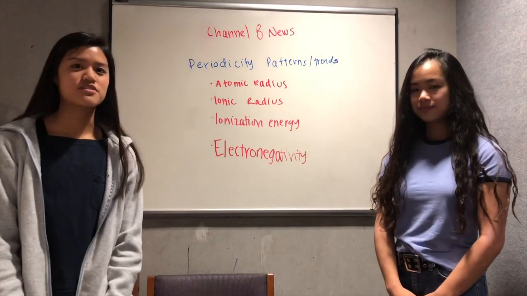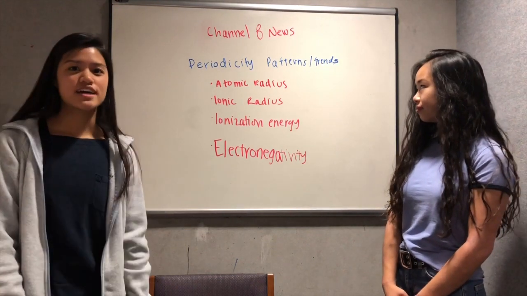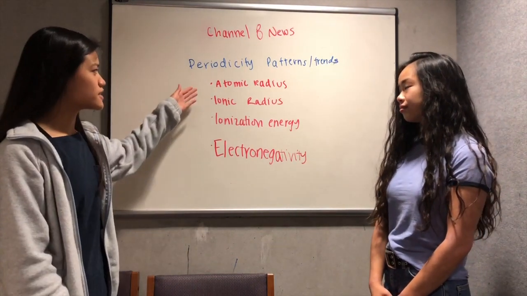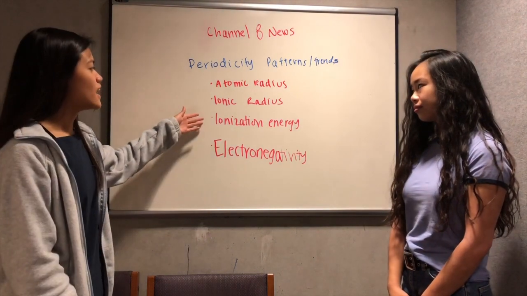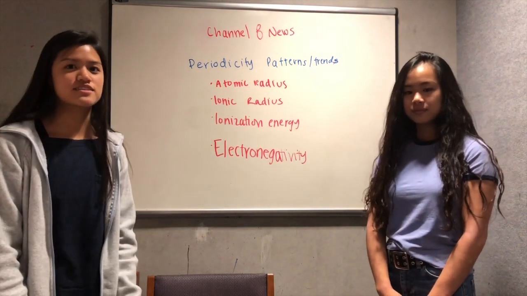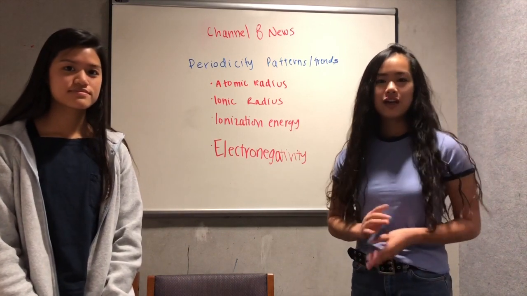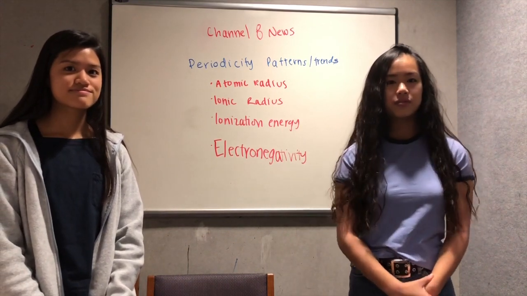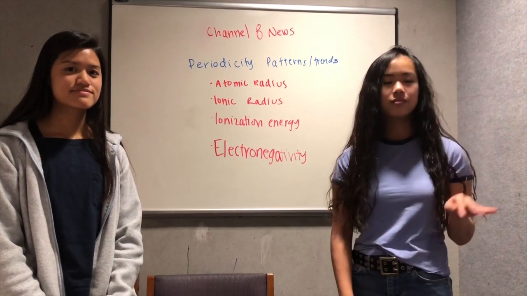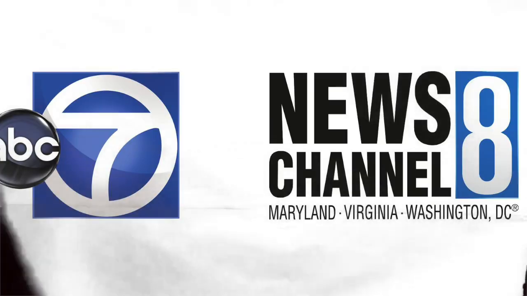The topics they'll be covering are the periodicity patterns and trends, such as atomic radius, ionic radius, ionization energy, and electronegativity. For a little bit of background for the viewers who don't know much about chemistry, the periodic table is organized by groups and periods, and groups are the columns and the periods are the rows. So some of the similarities between the elements within the same group are that they all have the same number of valence electrons, and the elements within the same period have the same number of outer shells.